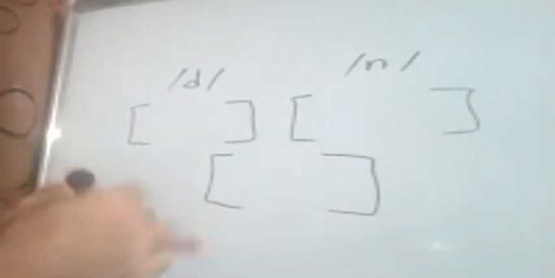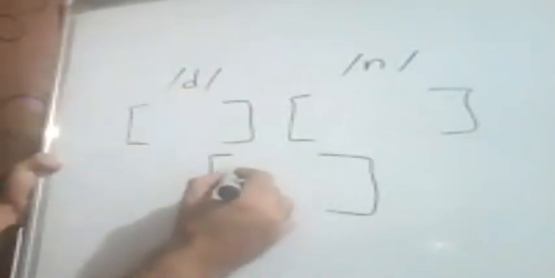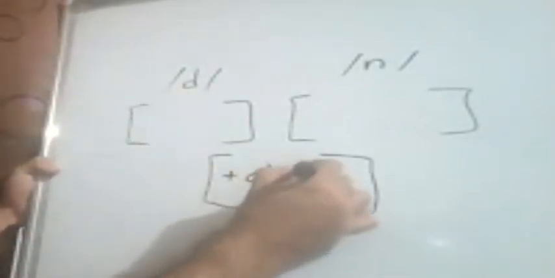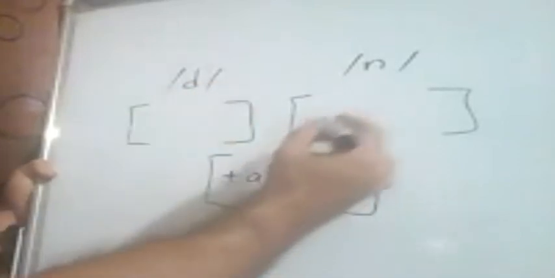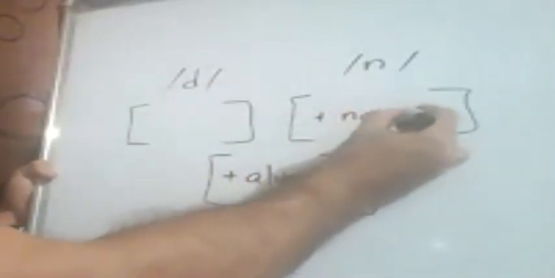So, for example, obviously you do the sound description for both of them. One is voiced, alveolar, stop. The other one is obviously voiced too, but you don't specify it, alveolar, nasal. So what they have in common is that they are both alveolar, plus alveolar. And what they don't have in common is nasality. So one is plus nasal and the other one is minus nasal.